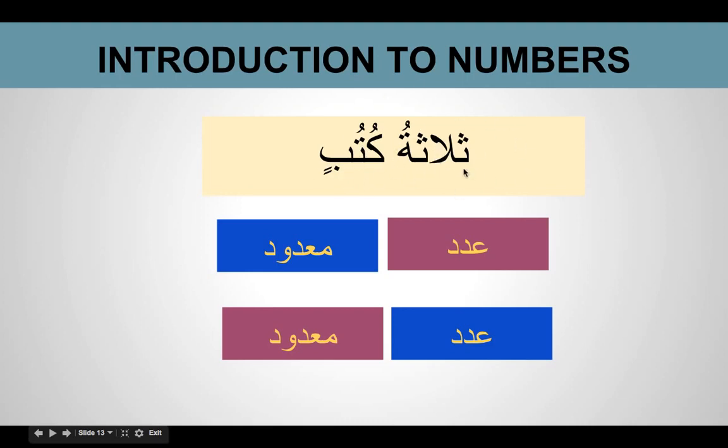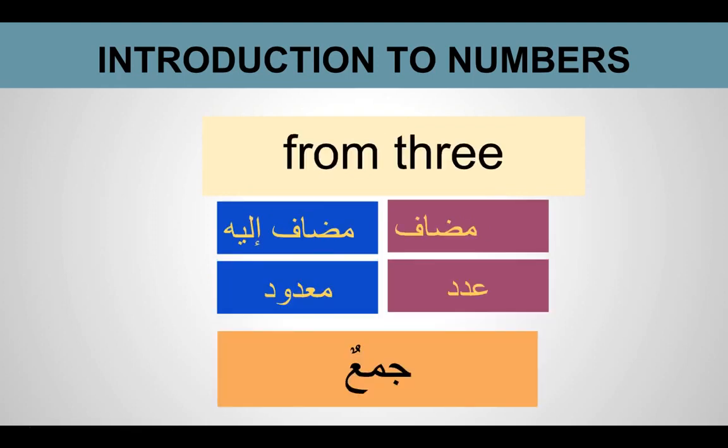We're doing masculine nouns in this lesson, so we just stick to that. That's why we say thalathatu kutubin. We don't say thalatha kutubin, it's thalathatu kutubin. If the ma'dud is feminine, then the adad will become masculine. We'll do it later on, inshallah. So this is the second thing which we need to remember. What is the other thing?